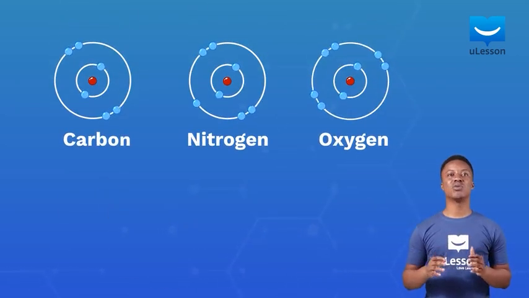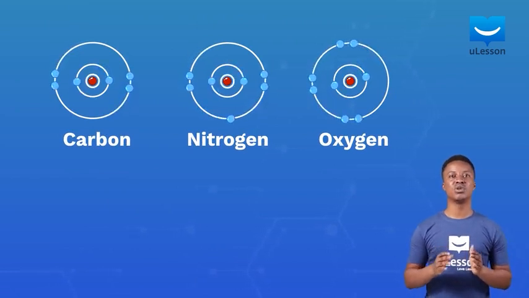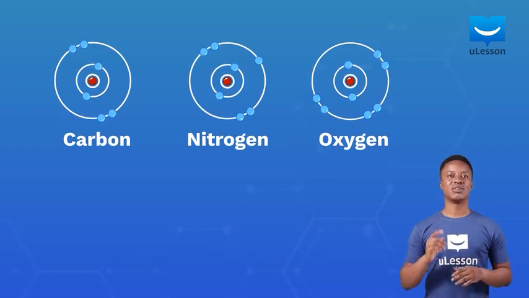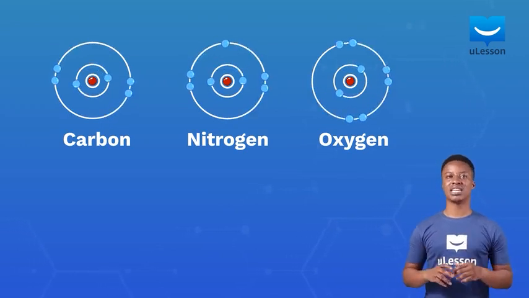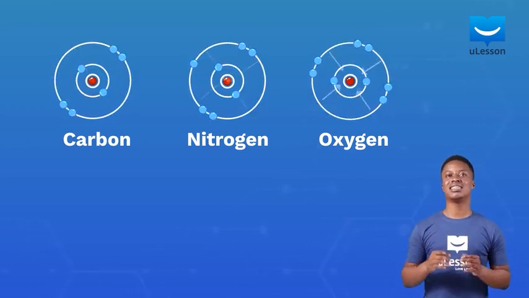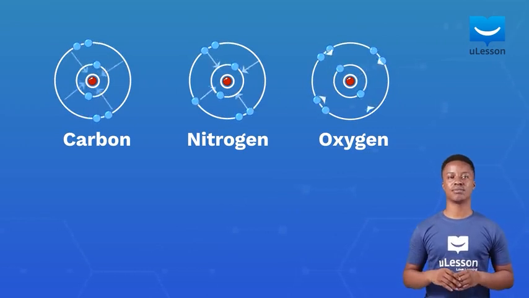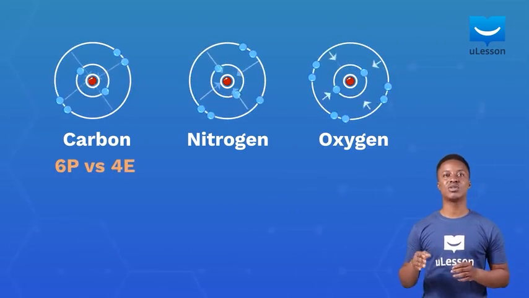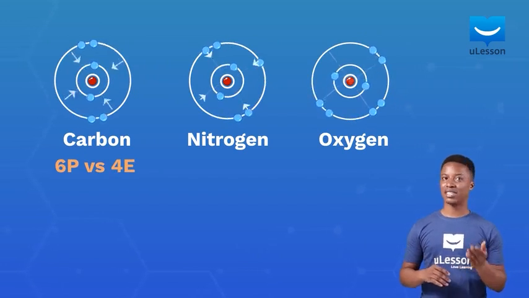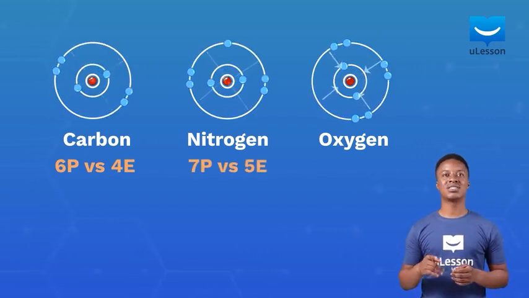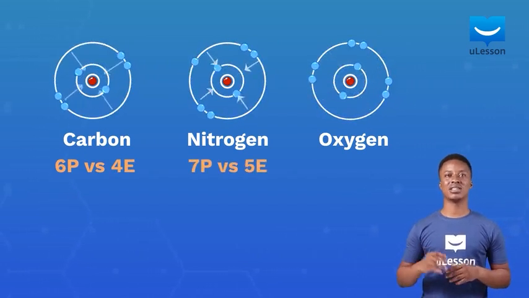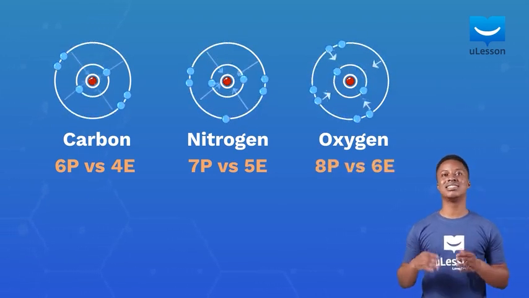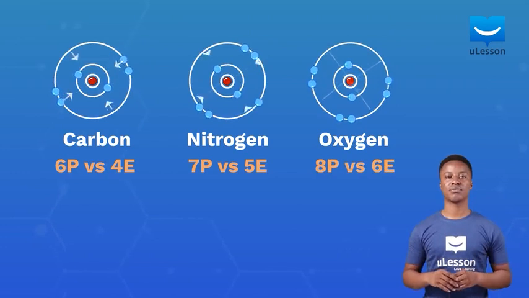You remember that the atom contains positively charged protons which are embedded in the nucleus. Now, these protons, being positively charged, attract the negatively charged electrons on the outermost shell of the atom. For carbon, there are 6 protons attracting the 4 electrons on the outermost shell. For nitrogen, there are 7 protons attracting the 5 electrons on the outermost shell. While for oxygen, there are 8 protons attracting the 6 electrons on the outermost shell.